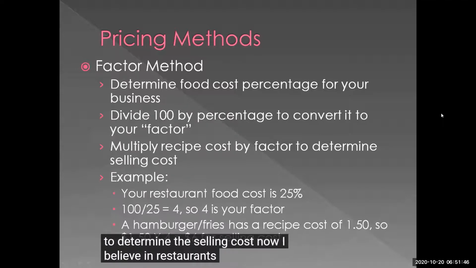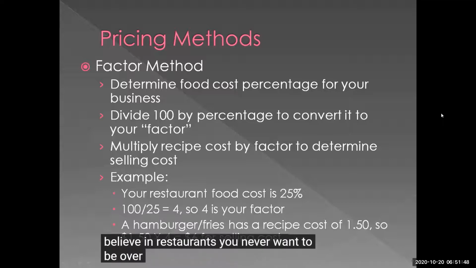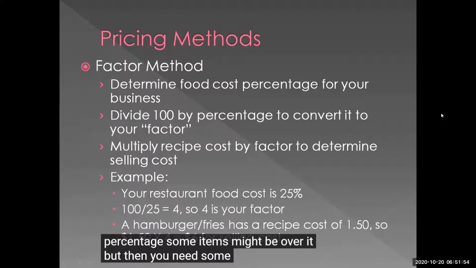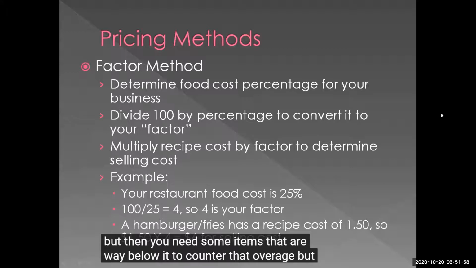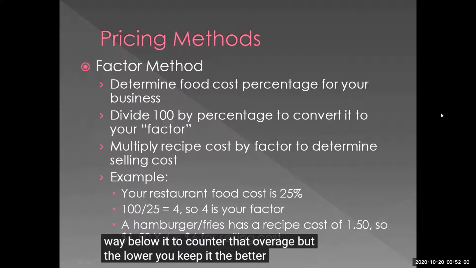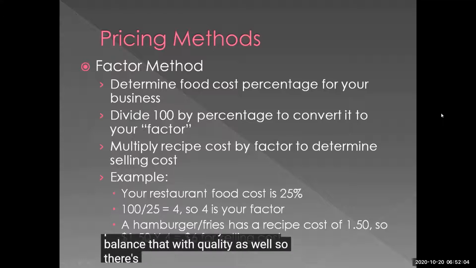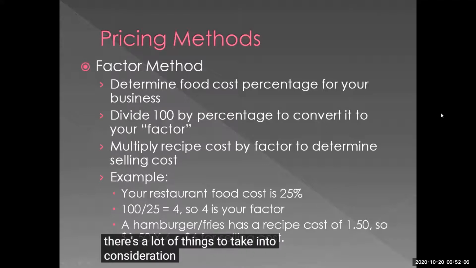Now, I believe in restaurants, you never want to be over 35% food cost percentage. Some items might be over it, but then you need some items that are way below it to counter that overage. But the lower you keep it, the better your profit will be. But then you have to balance that with quality as well. So there's a lot of things to take into consideration.